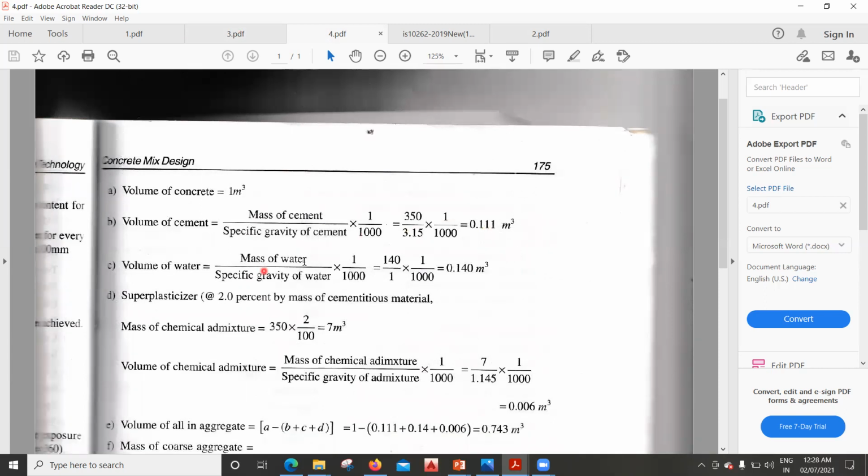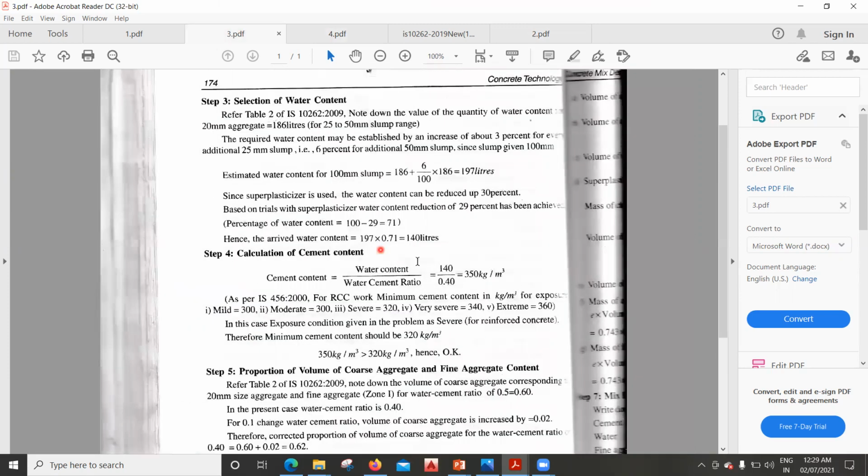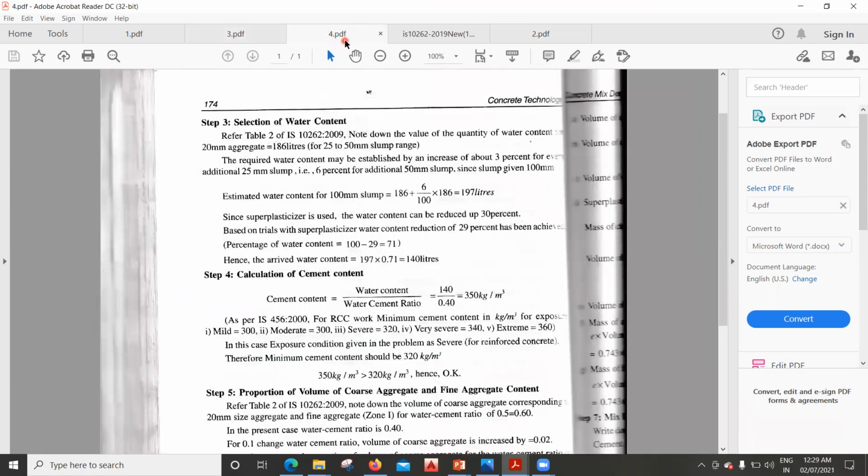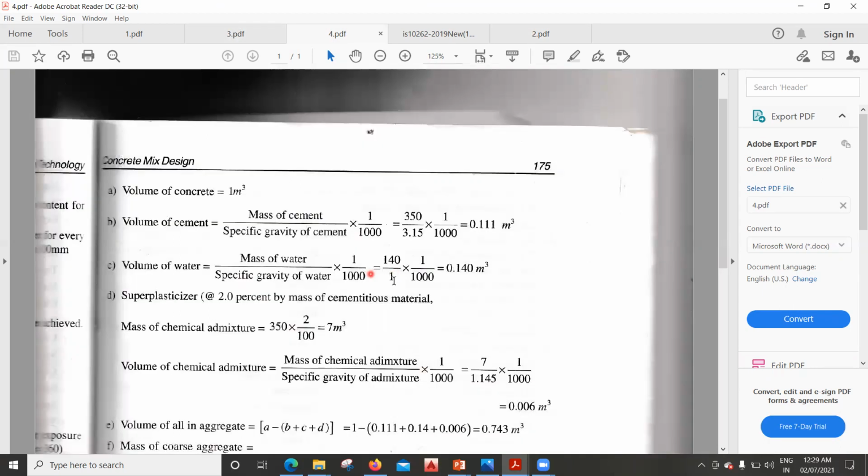Volume of water: again mass of water divided by specific gravity of water, into 1 divided by 1000. Mass of water is 140. Quickly I'll take you there. Yeah, 140 we got here, 140 liters. Put that 140 there, divided by 1, since the specific gravity of water is 1, into 1 divided by 1000 comes out to be 0.140 cubic meter.